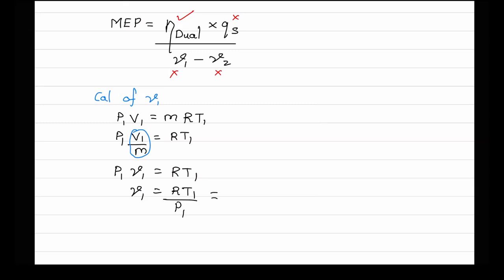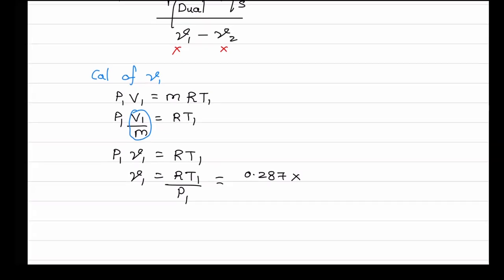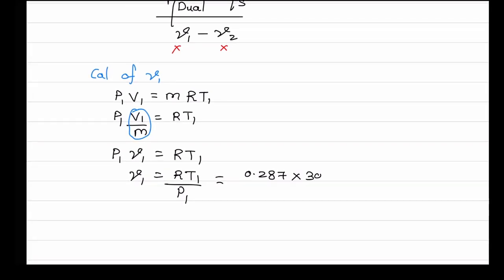What is value of R for air? Characteristic gas constant, 0.287 kilojoule per kg Kelvin, into T1, which is given in the question. It is 300 Kelvin. So 300 divided by P1, it was 100 kilopascal. So from here I can get the value of small v1, 0.861 meter cube per kg. So we have now found value of v1.